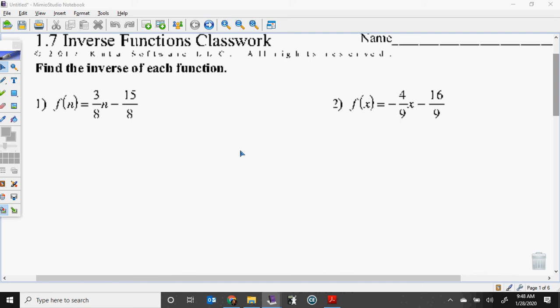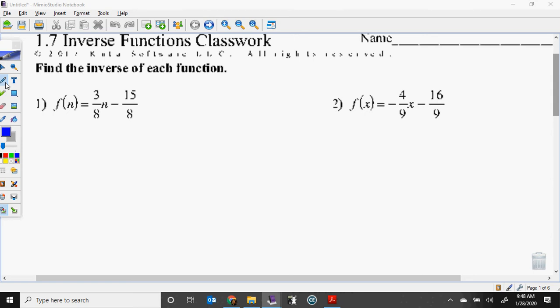Alright, so we're going to do 1.7, which is inverse functions. I'll go ahead and apologize that this document in front of me isn't the clearest, but hopefully you have this paper in front of you, so if the numbers and letters don't look perfect on the screen, you can see them clearly on the paper you have in front of you. So I'm going to work a couple of these problems, and hopefully they'll make sense.